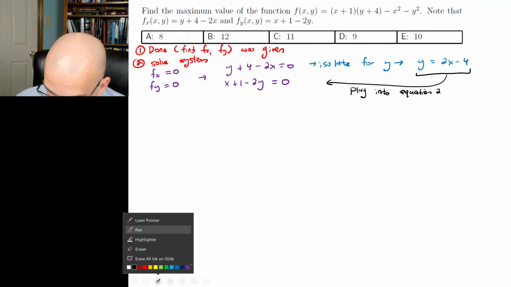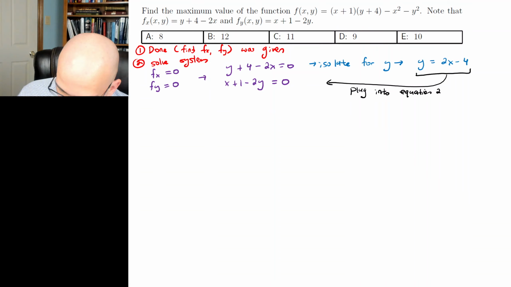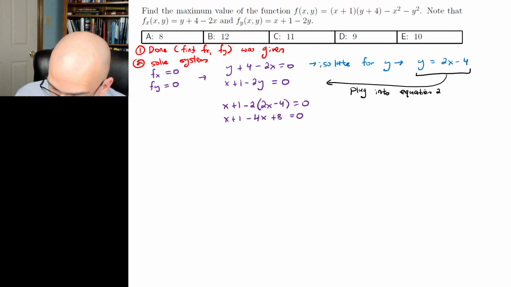So we're going to replace y with that. So we have x plus 1 minus 2 times the y value, 2x minus 4, is equal to 0. So x plus 1 minus 4x plus 8 is equal to 0. And then collect like terms, negative 3x plus 9 is equal to 0. And that tells us that x is equal to 3.